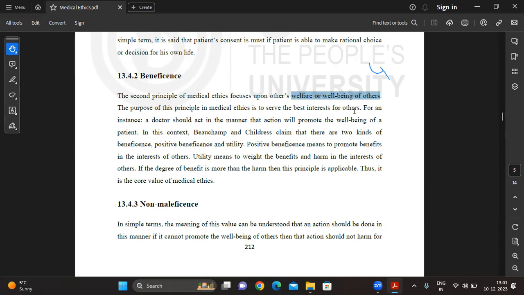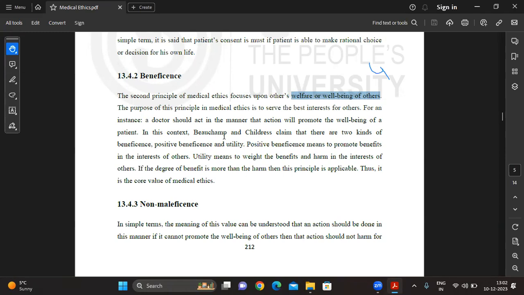As a scientist, let's say you are making a drug, a medicine to cure some disease. You're a pharmacologist, you know how to make medicines, but आपके लिए most important चीज़ है that you understand that this drug that you are making should be for the welfare and the well-being of others. For instance, a doctor should act in a manner that promotes the well-being of a patient. It should be for the benefit of the patient.